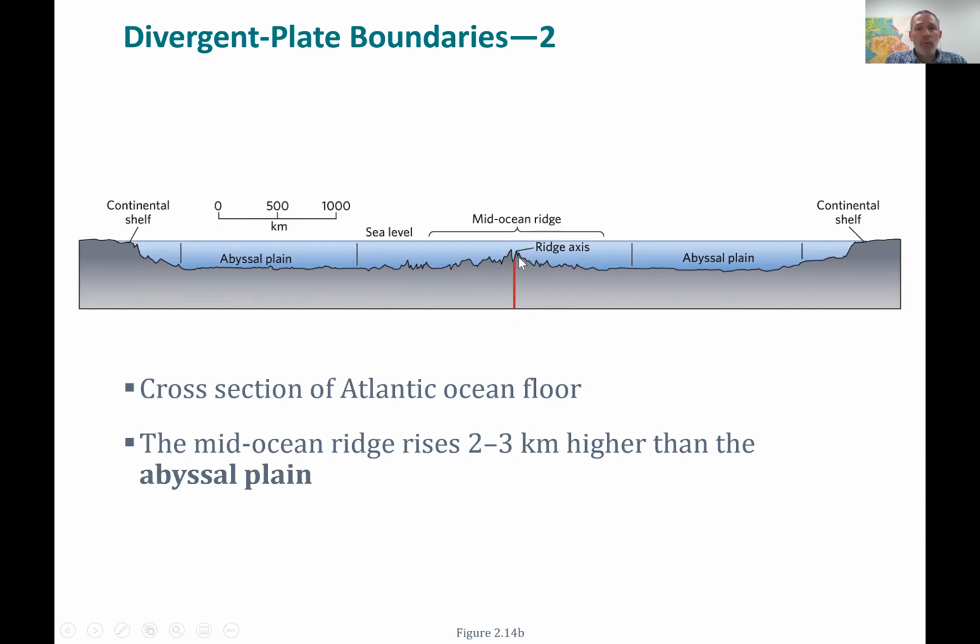A couple of reasons. One is as material is rising up, it's causing the crust to rise up a little bit. And what's going to happen as you move further away, it's going to cool off. When things cool off, they shrink a little bit. And so what we're going to end up with is these really flat areas called the abyssal plains, which were once part of the mid-ocean ridge that have since moved away.